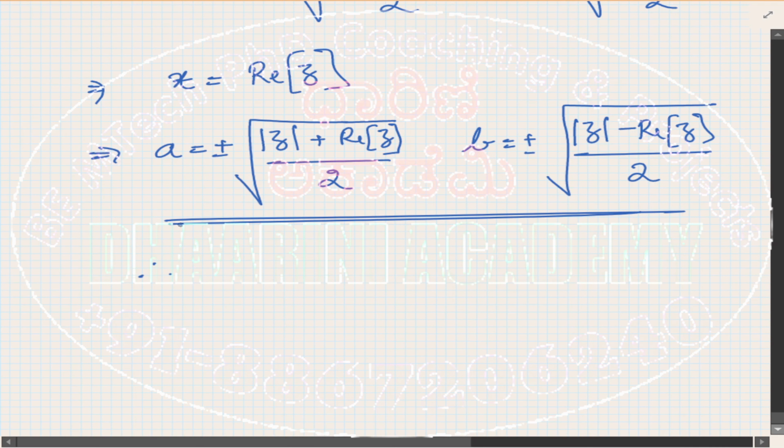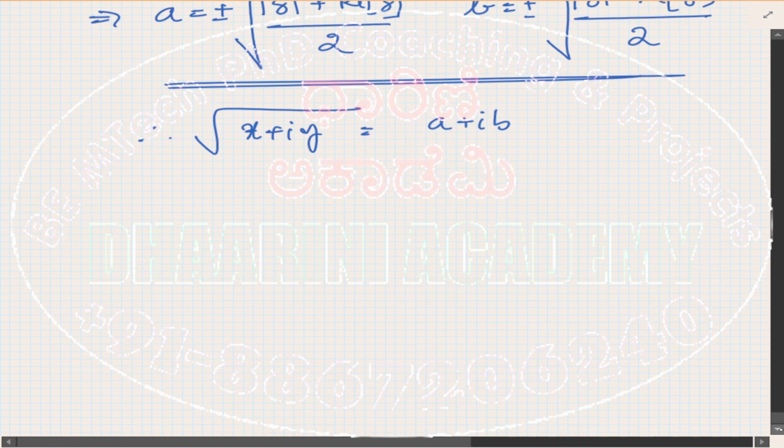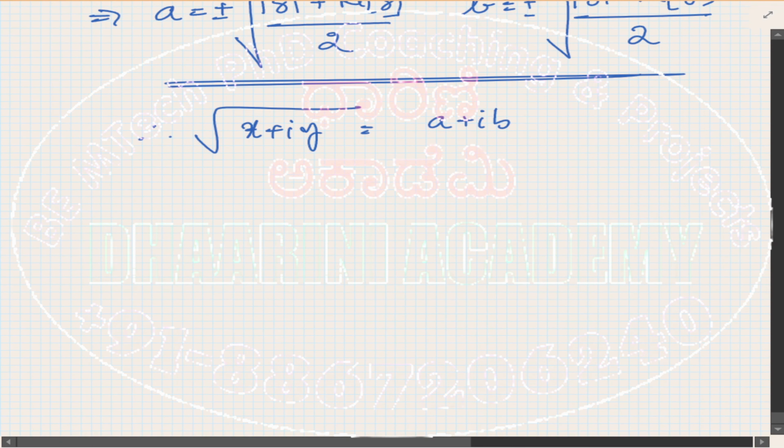Therefore the root of x plus iy is written as a plus i times b, right? We have a small change now. To decide whether you are going to use the plus or minus part of b, you check the imaginary value first, right?